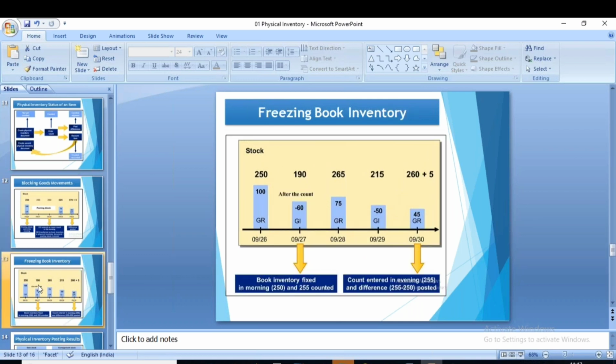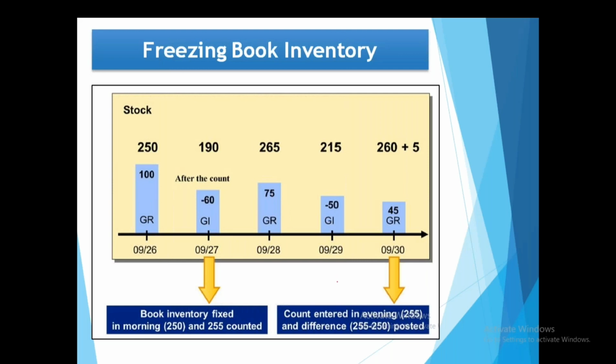Now the next one is freezing book inventory. So what is this freezing book inventory? Let's say on the day when you create the physical inventory document, the stock is 250. You have not put any posting block, but you have maintained freezing book inventory. So when you activate this freezing book inventory, during this period the users can do the postings. So let's say they did a GR of 100. That is okay. Stock is 250.